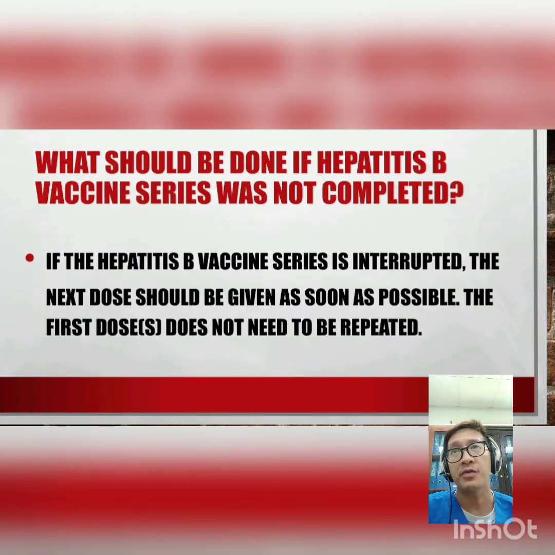What are you going to do if you were not able to complete a series of your hepatitis B vaccine? If the hepatitis B vaccine series is interrupted, meaning you miss the second or the third dose, the next dose should be given as soon as possible. The first dose or the first doses do not need to be repeated.